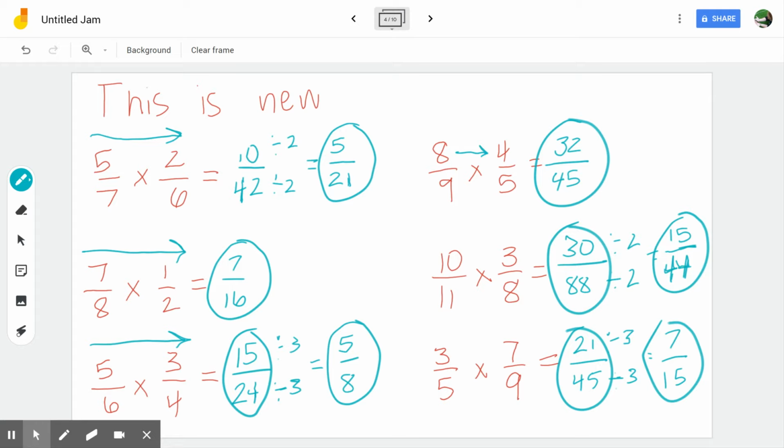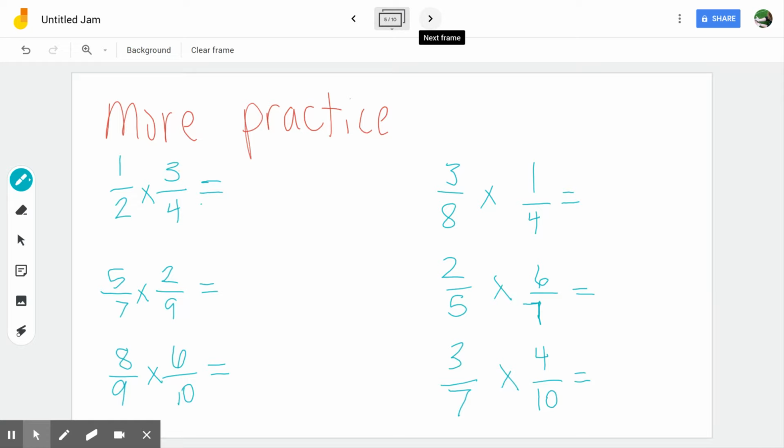So when you're doing a fraction by a fraction, you're just going straight across and you're multiplying. If you can simplify, simplify. I encourage you to try to simplify, especially if they're even numbers, because you can divide both of them by 2. All right, let's do a little bit more practice.